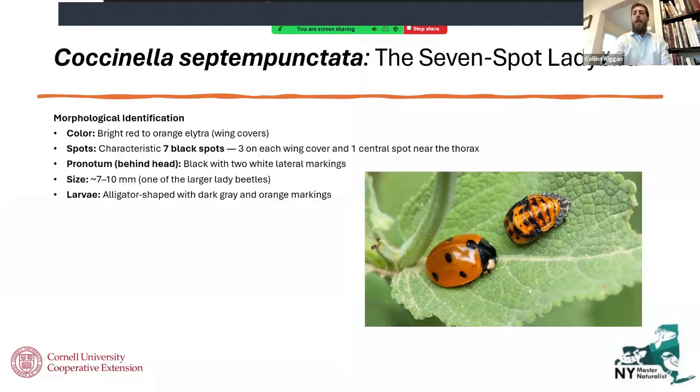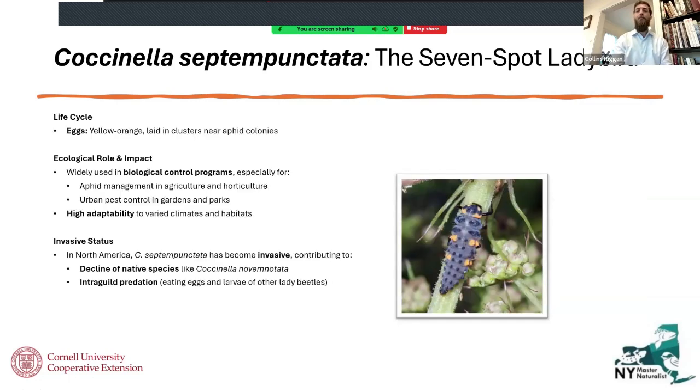So these are going to be bright red, and they can also be orange. Their characteristic is the 7 black spots, 3 on each wing, and then 1 in the center. And this one is going to be one of the larger sized ladybugs. On average, it's going to be 7 to 10 millimeters. And just like the rest, it's going to have the alligator-shaped larvae.